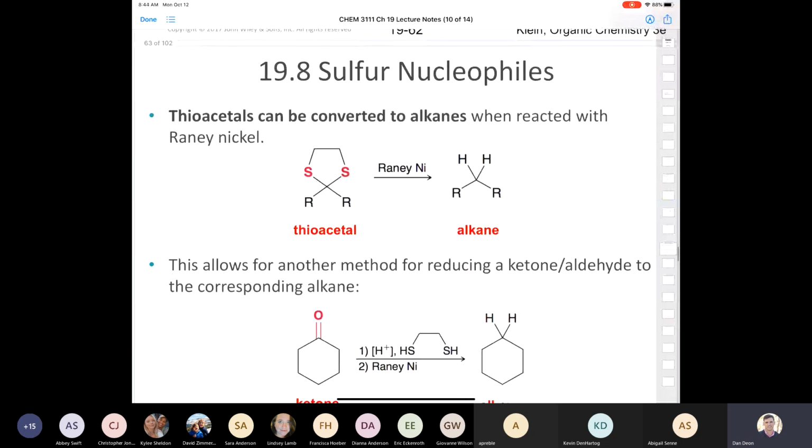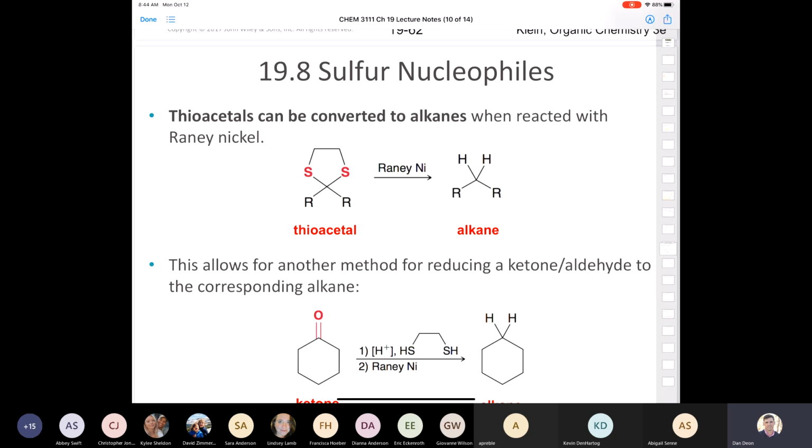Here's the new reaction that you're going to have to learn with the thioacetal: a thioacetal can be converted to an alkene with Raney nickel. So we take the thioacetal, and all you literally need to know how to write down is Raney nickel.